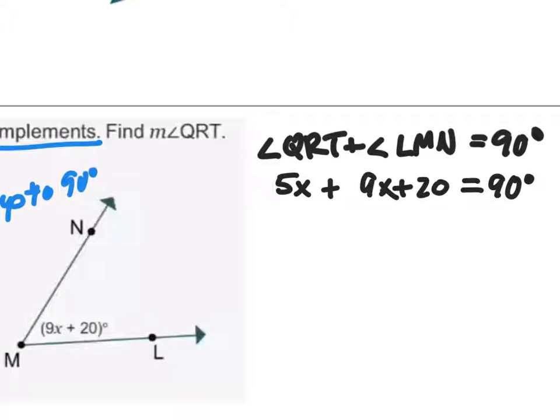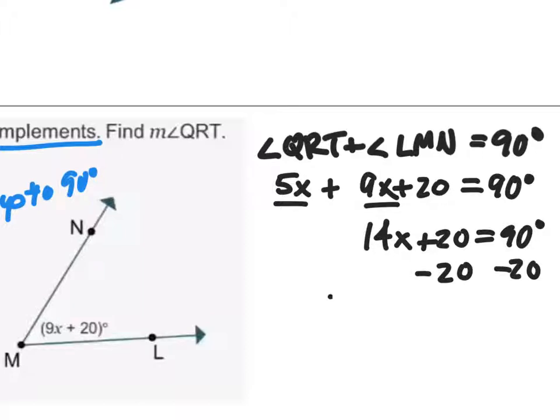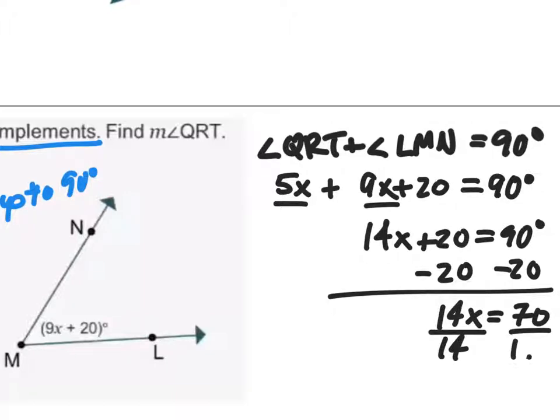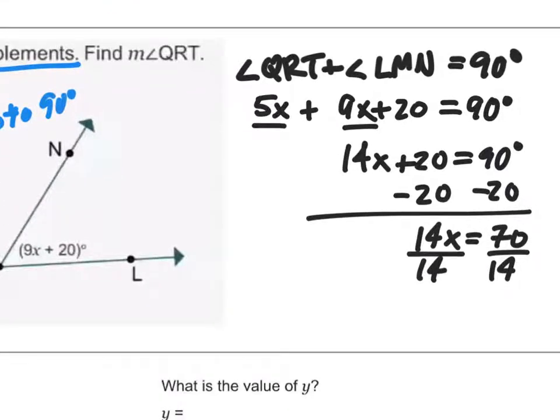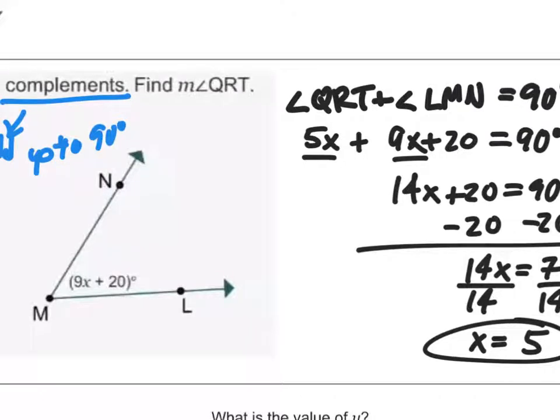Now I'm going to solve for x. I'm going to combine like terms. So 5x plus 9x gives me 14x plus 20 is equal to 90 degrees. I'm going to subtract 20 from both sides, and that gives me 14x is equal to 70. I'm going to divide by 14 on both sides, and that's going to give me an x value of 5. Now all I've done is solve for x. I haven't figured out what the angle is, and that's what the question is asking me to do. It wants me to find the measure of angle QRT.